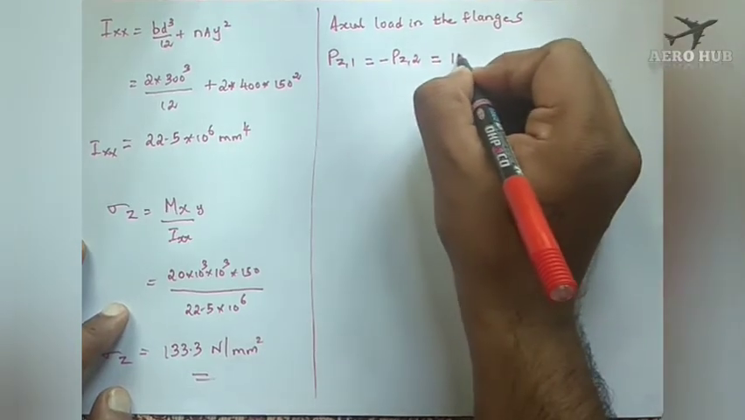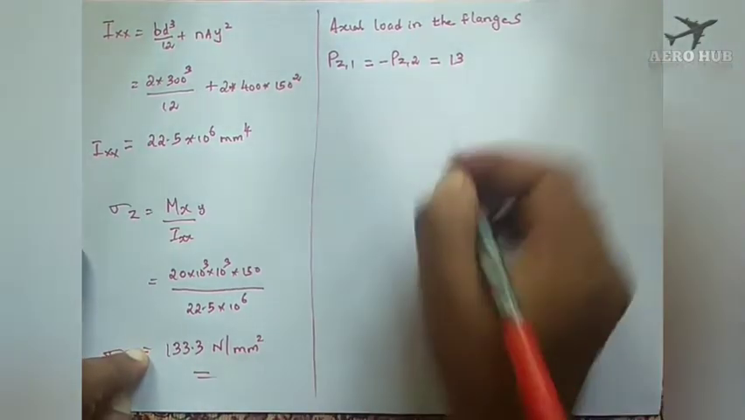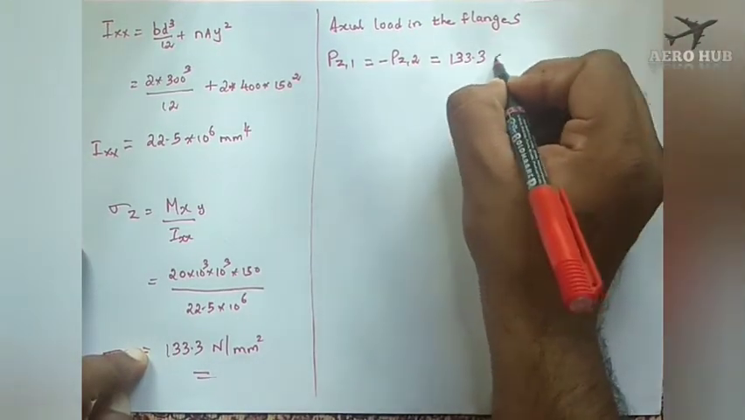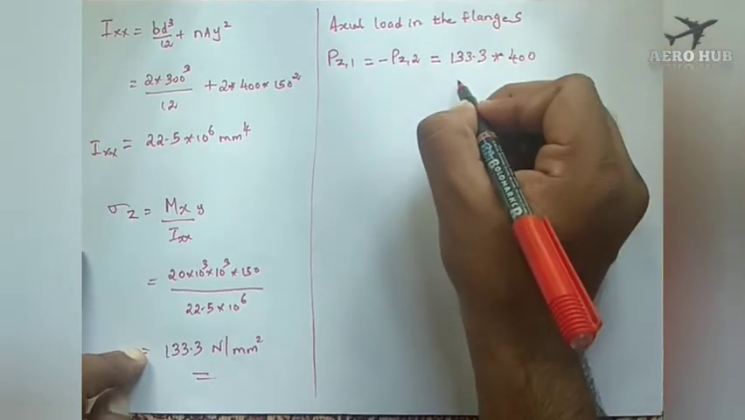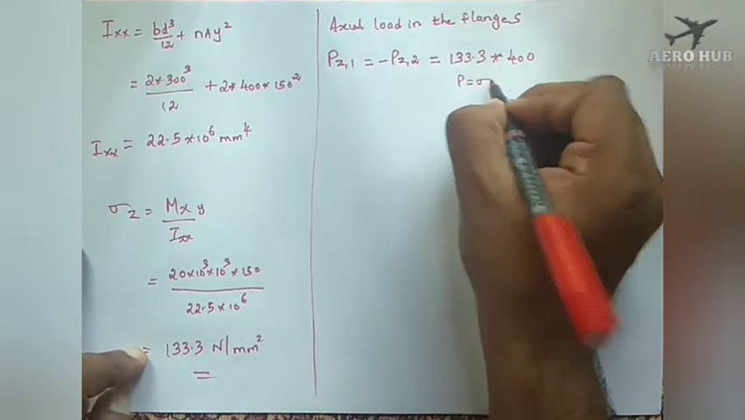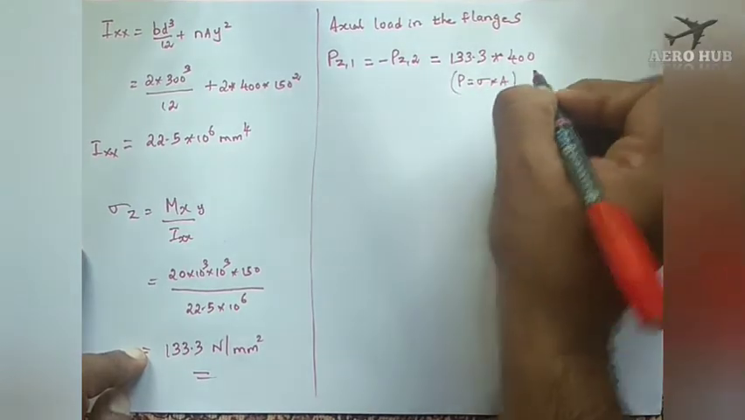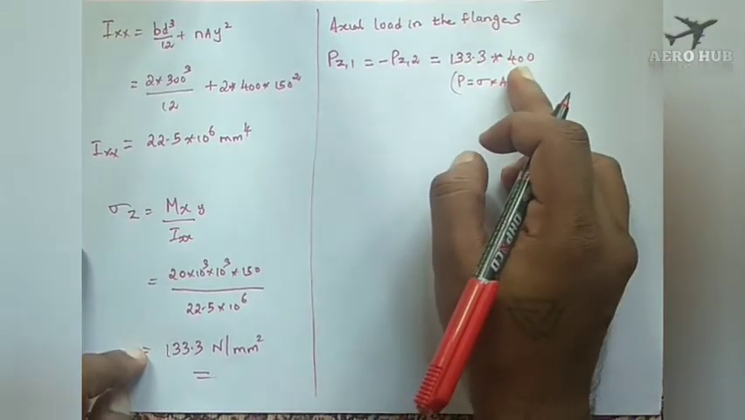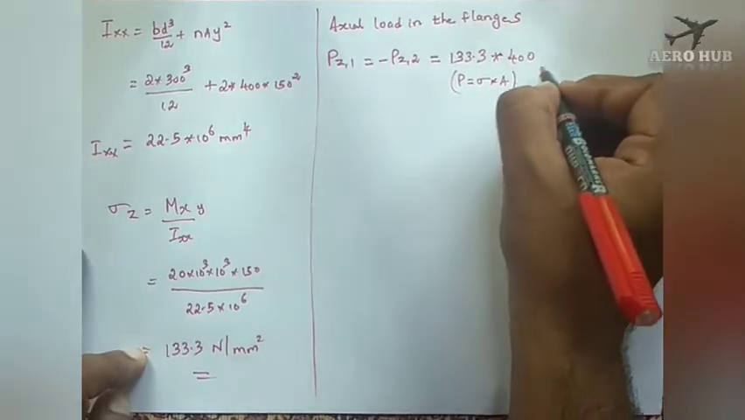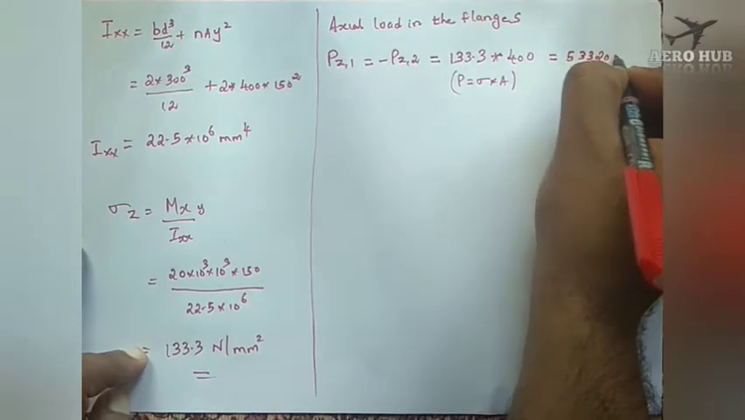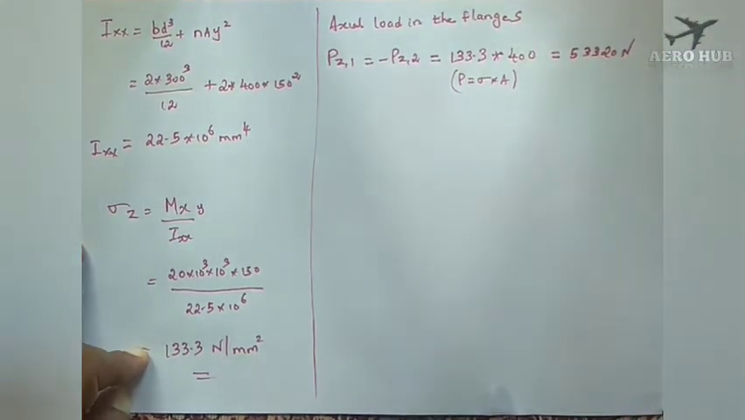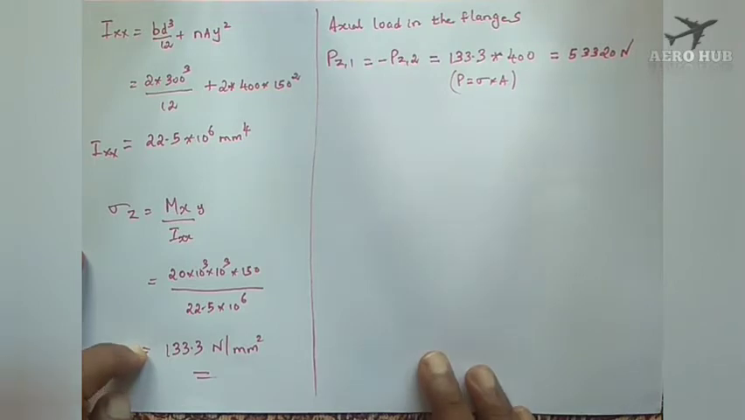The stress is given 133.3 and multiplied by the area, that is P is equal to sigma into A. This is the equation we are using. 133 into 400. So I will be getting the value of PZ1 and PZ2, that is equal to 53320 Newton. Okay. This problem is directly taken from Megson, aircraft structures by Megson. You can just go through that if you have any doubt.